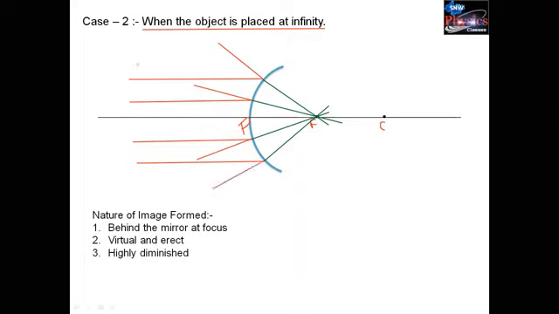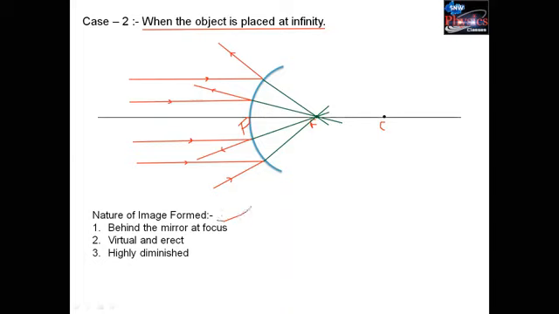Okay, so the ray is coming in this way, and it is reflected like this. Let me draw the arrow so that it will be easily recognized which direction is the incident ray and which is the reflected ray. Okay, so now we will see the nature of image formed.